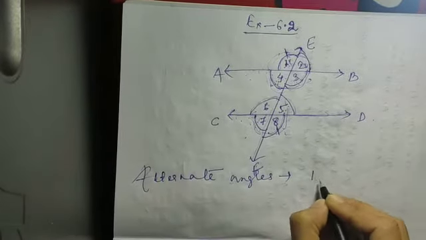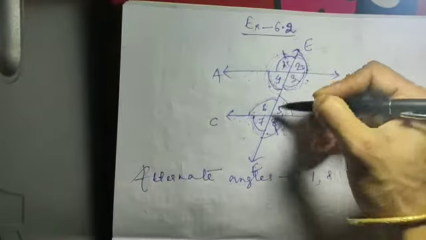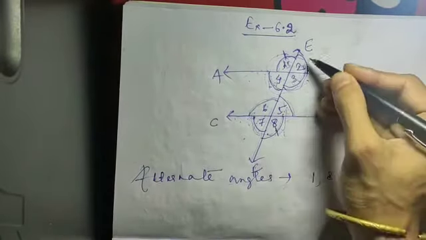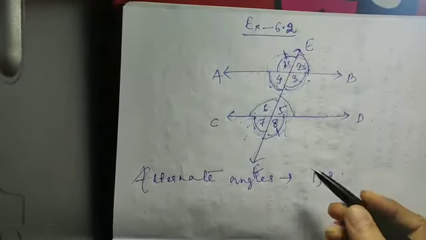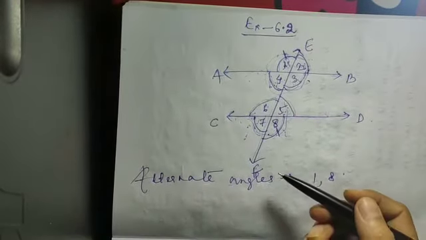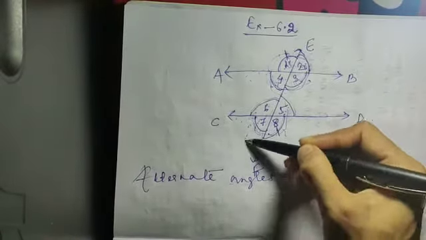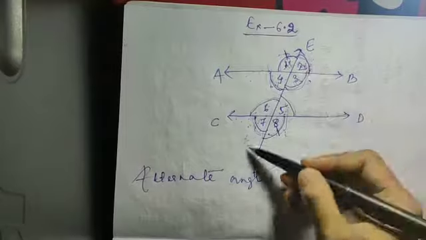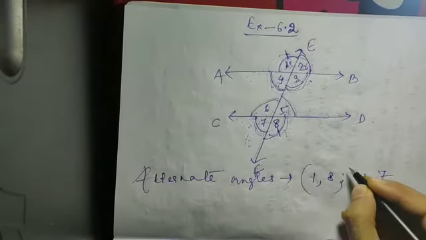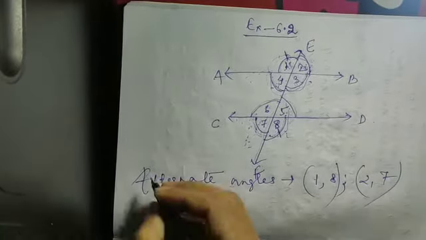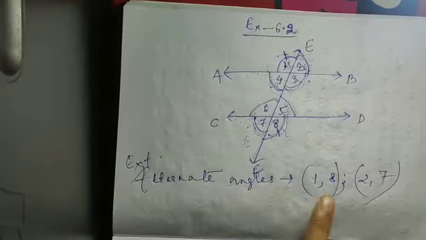Okay, 1 and 8. Alternate angles, exterior alternate angles. In the same way, 2 and 7 on the different side of the transversal. Okay, 2 and 7 is going to be exterior alternate angles. These two are equal, these two are equal. This is exterior. I am talking about exterior alternate angles.